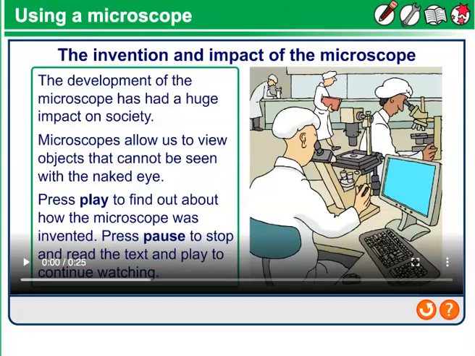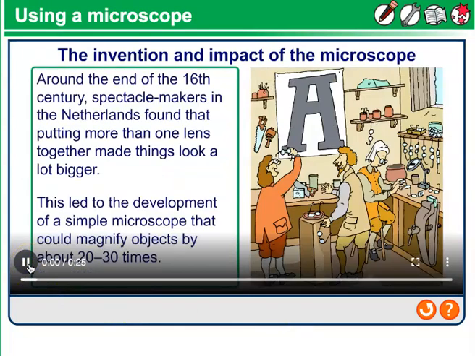Using a microscope, the invention and impact of the microscope. The development of the microscope has had a huge impact on society. Microscopes allow us to view objects that cannot be seen with the naked eye. Around the end of the 16th century, spectacle makers in the Netherlands found that putting more than one lens together made things look a lot bigger. This led to the development of a simple microscope that could magnify objects by about 20 or 30 times.